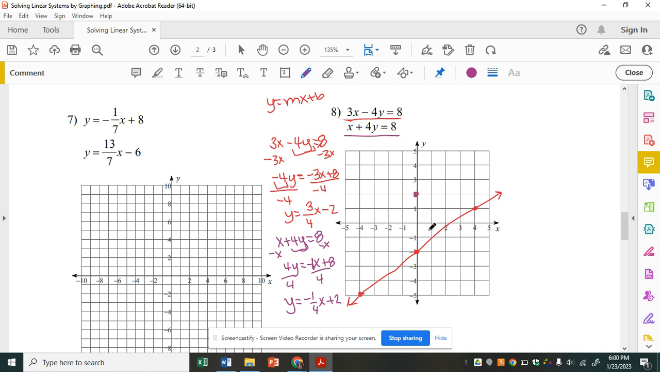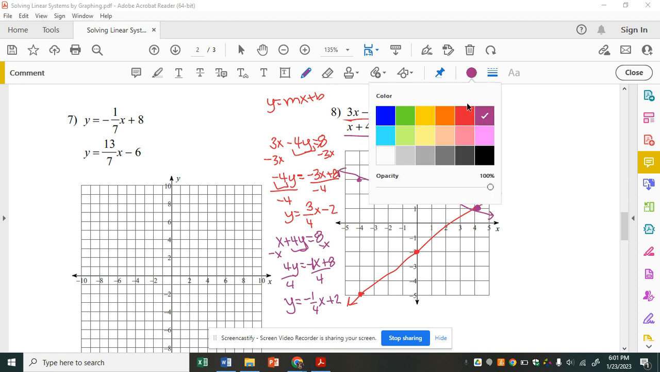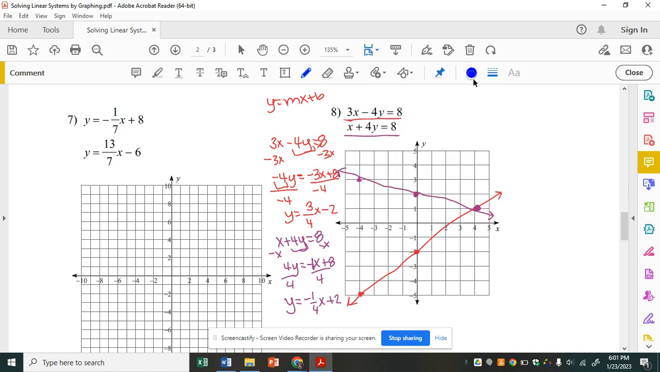So my first point goes at positive 2. My slope is negative 1/4, so I'm going to go down 1, but then I'm going to go to the right 4. From there, I can also go up 1 to the left 4, but from there, that's what my line's going to be. And you guys can see your point of intersection already. That point of intersection happens where x is 4 and y is 1. So that's what we're going to check, but we're checking it again in our original equations.